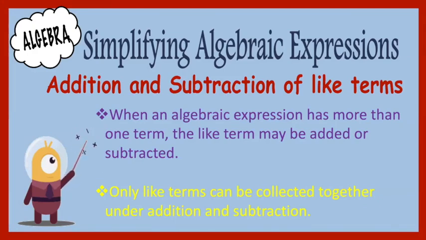When an algebraic expression has more than one term, the terms may be added or subtracted. Now, when you watch the video and they talk about apples and oranges, we know we can only add apples with apples and oranges with oranges. Our next rule says only like terms can be collected together under addition and subtraction. Like I said, only apples with apples, oranges with oranges. If the terms are different, you cannot add apples and grapes, so you would just leave it the same. So let's look at it a little more closely.